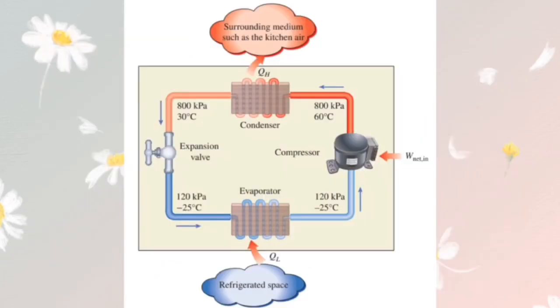Now let's look at the figure from our lecture note. This is the basic component of the refrigeration system and the typical operating condition. In a household refrigerator, the freezer compartment where heat is absorbed by the refrigerant serves as the evaporator, and the coil usually behind the refrigerator where heat is dissipated to the kitchen air serves as the condenser.